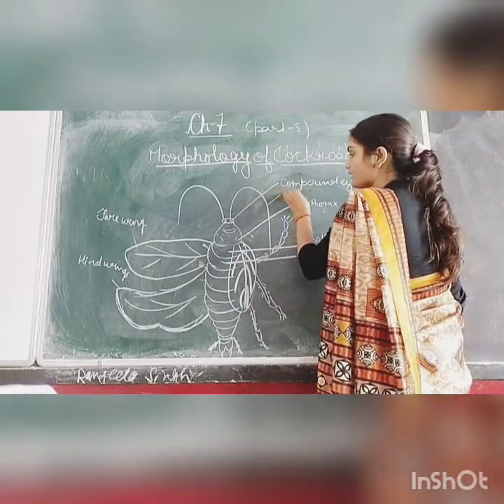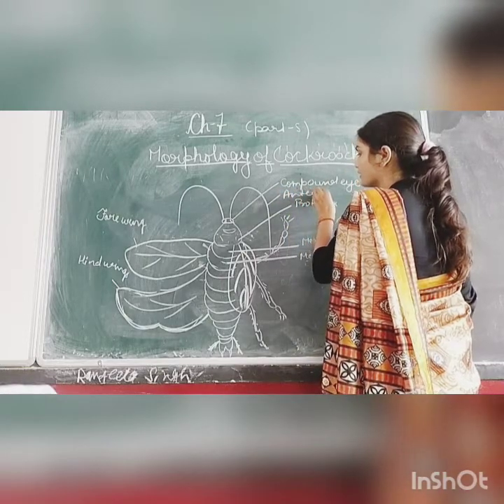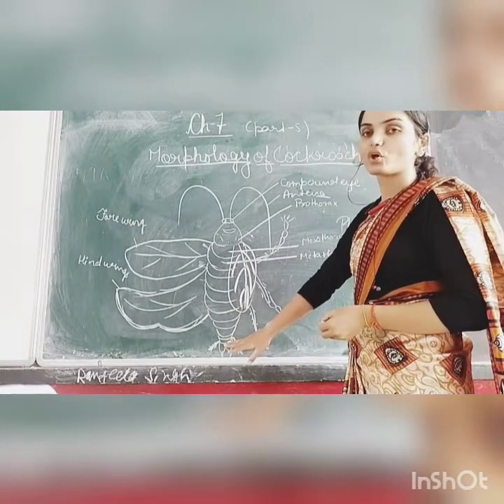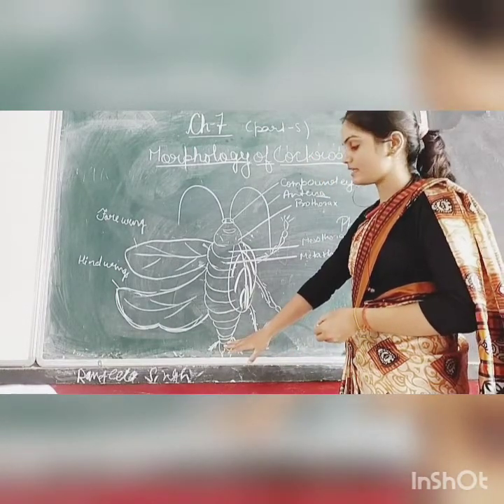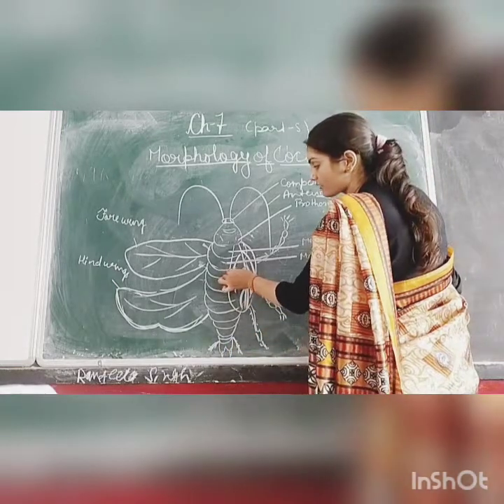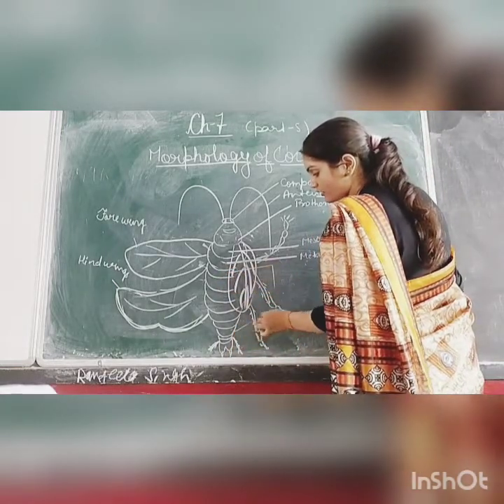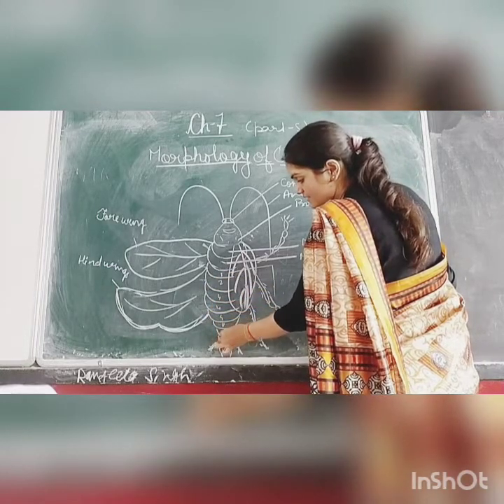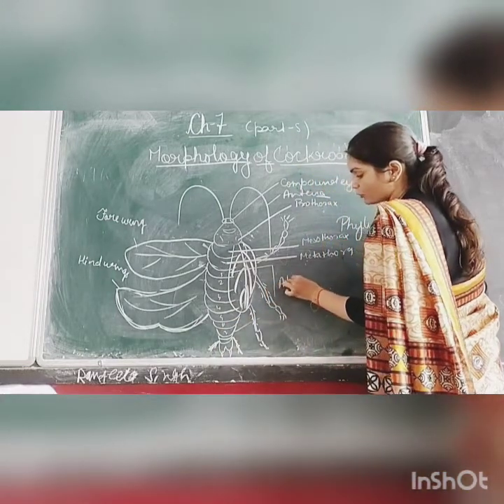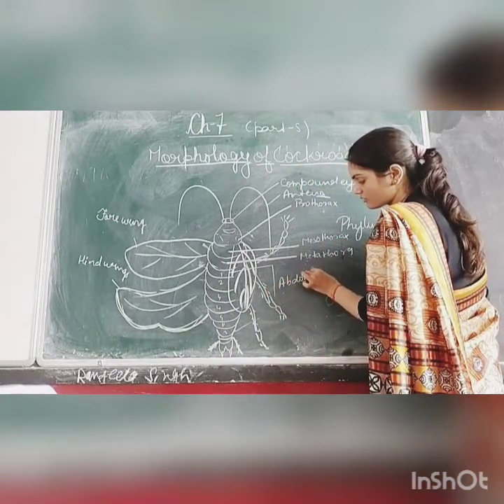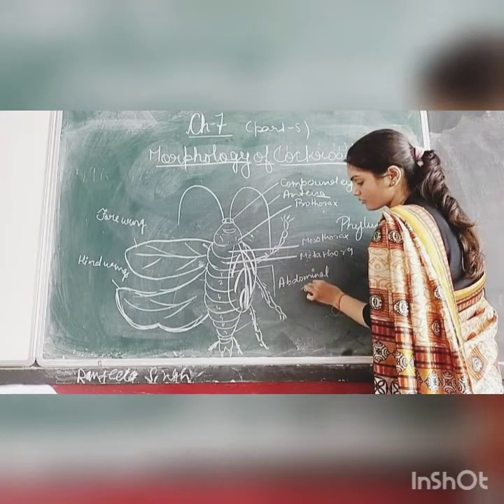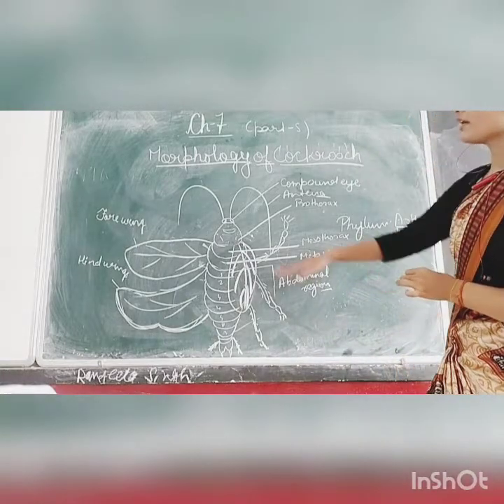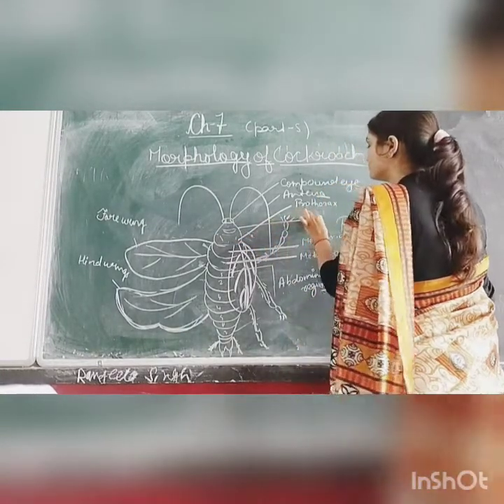This is the antenna. This is the anal side of the cockroach. Students, this is the anal side, and from here till here, 1, 2, 3, 4, 5, 6, and 7, this is the abdomen. So I think, is it clear? This is the head.